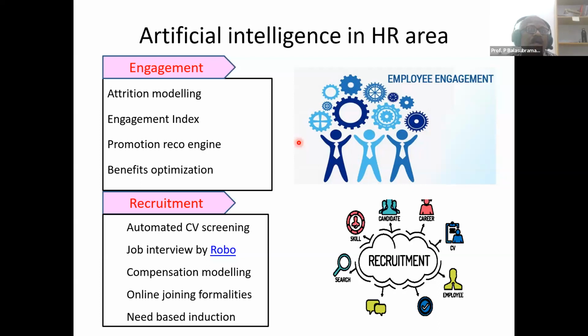I read in one survey that compared to 5 years back, the strength of HR has been reduced by almost 60%. Earlier, 5 years back, if 10 people were working, now only 4 people are working and everything else is done by the machines. So these are some of the artificial intelligence applications in the HR area.